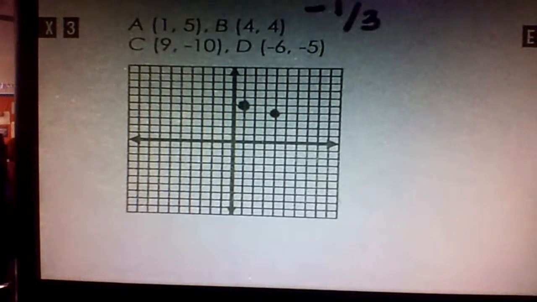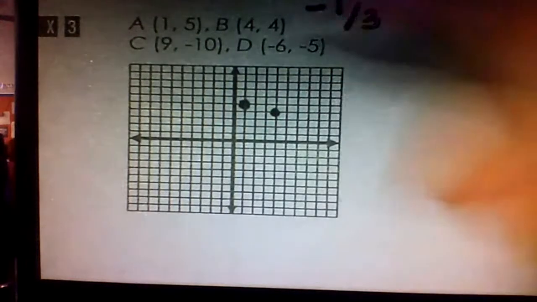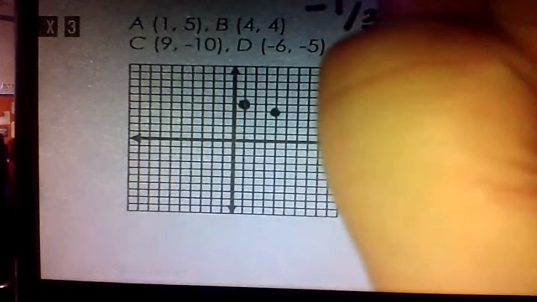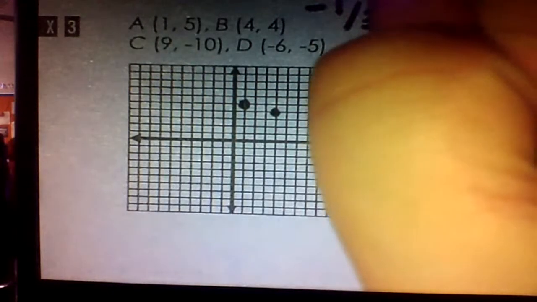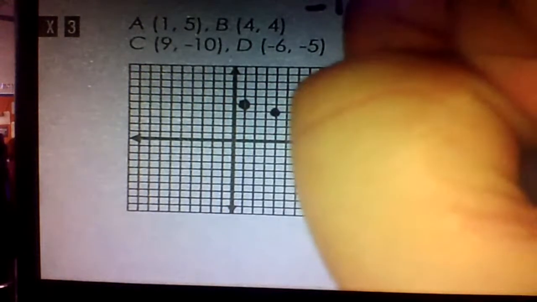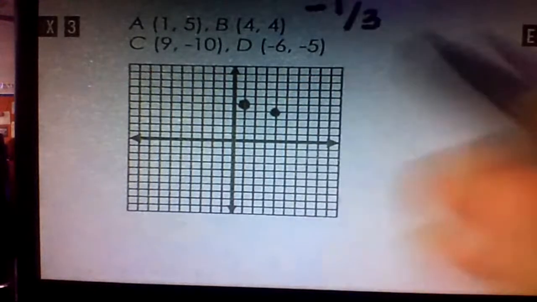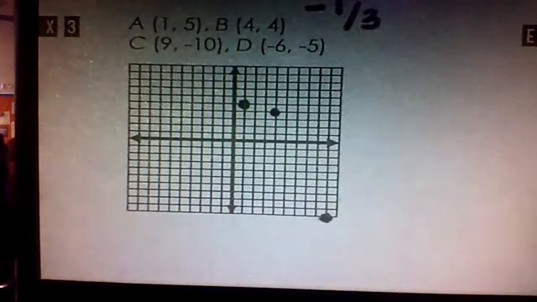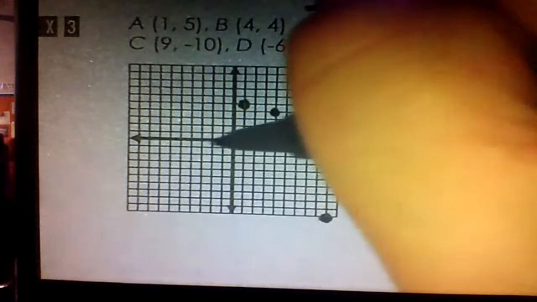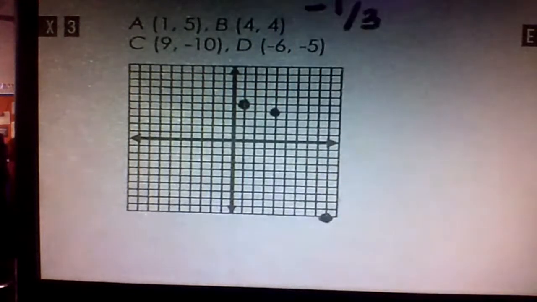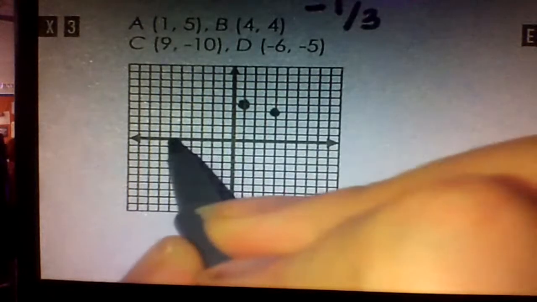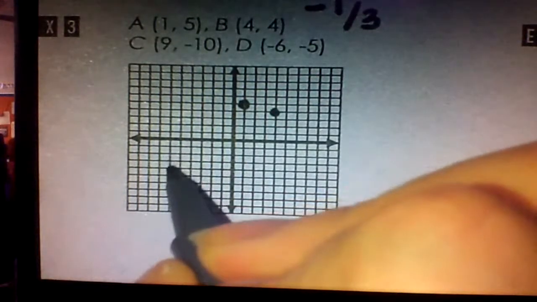Okay. C starts us at 9, negative 10. 1, 2, 3, 4, 5, 6, 7, 8, 9. 1, 2, 3, 4, 5, 6, 7, 8, 9, 10. So there's my first dot. And negative 6, negative 5. 1, 2, 3, 4, 5, 6. 1, 2, 3, 4, 5.